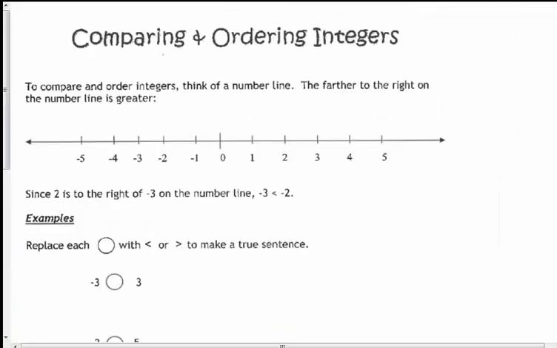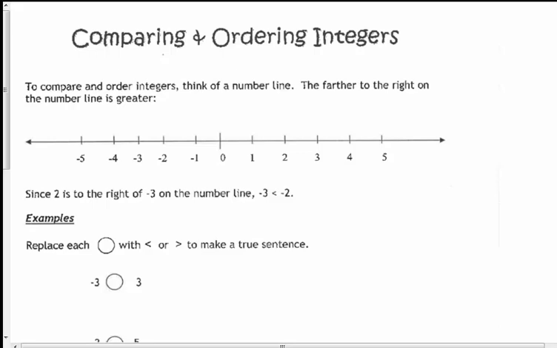Comparing and ordering integers. To compare and order integers, think of a number line as you see here. The farther to the right on the number line, the greater it is. And think about that number line when you were in first grade that maybe was taped across your desk. The farther you got away from 0, 10, 20, the bigger the number gets. The further to the right, the larger it is. 1,000, 1,000,000, a billion, a quadrillion. So numbers keep getting larger to the right, and they keep getting smaller to the left.